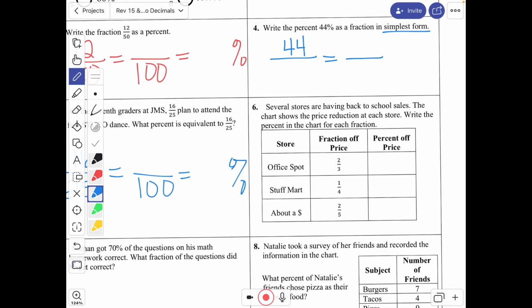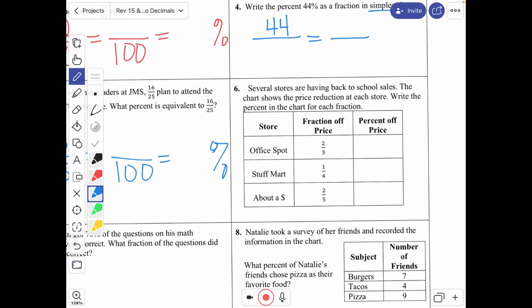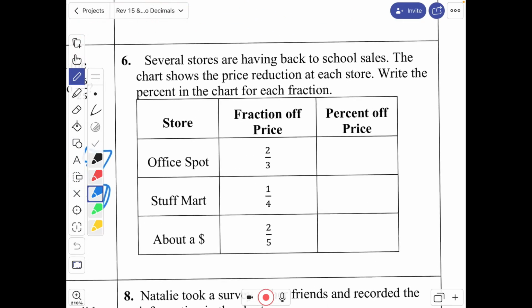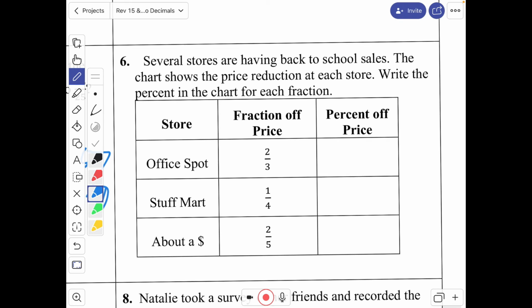Let's look at number 6. Several stores are having back-to-school sales. The chart shows the price reduction at each store. Write the percent in the chart for each fraction. I'm going to start at the bottom of the chart. 2/5 would be, remember fifths is like counting by 20, so 2 of them would be 40. And then we just move the decimal 2 spaces to make a percent. 40%.